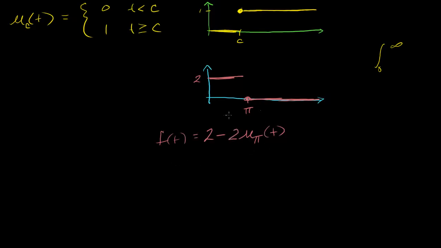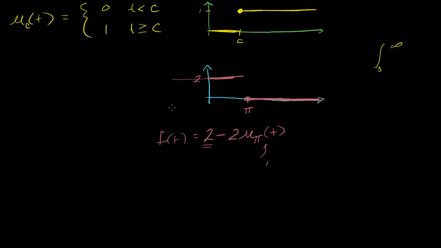And this should work. When we're at any value below pi, when t is less than pi, this becomes 0. So our function will just evaluate to 2, which is right there. But as soon as we hit t equal to pi, that pi is the c in this example, the unit step function becomes 1. We multiply that by 2, and we have 2 minus 2, and then we end up here with 0.